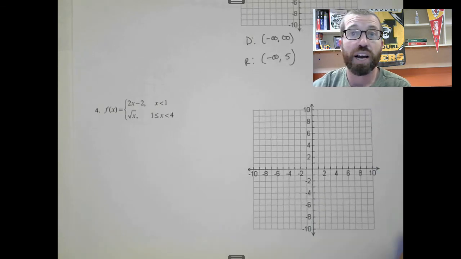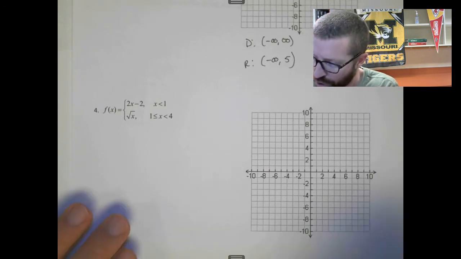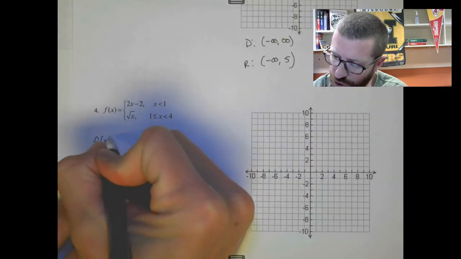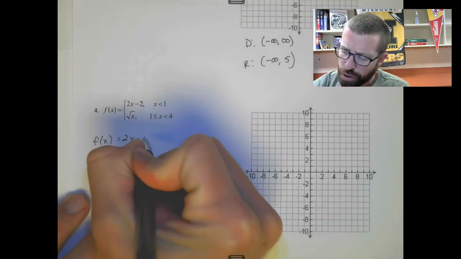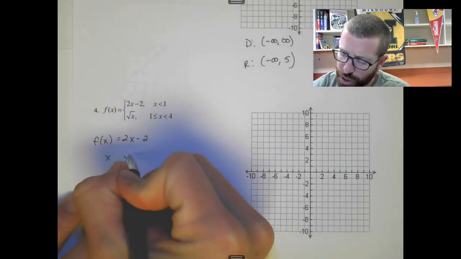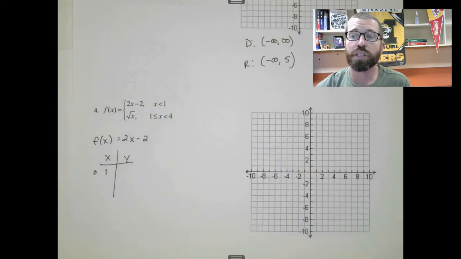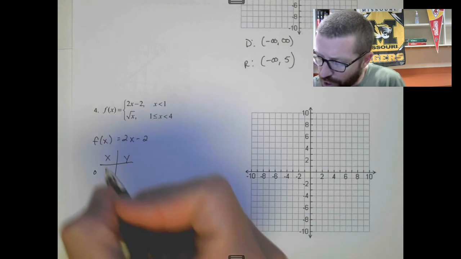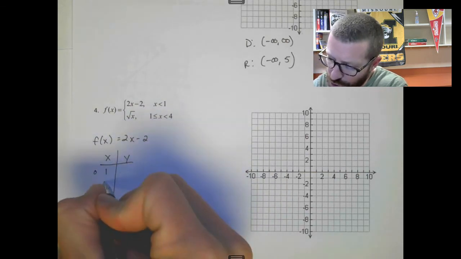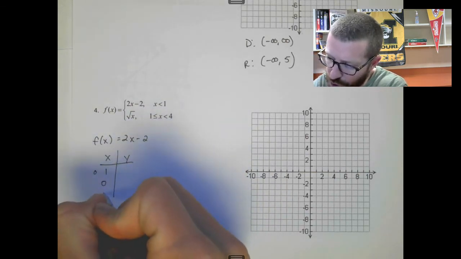Okay, pause and try this one. So there's just two functions here. 2x minus 2, that's when x is less than 1. So remember, you have to include 1 and put a little open circle there. And let's do some values less than 1, so 0 and -1.